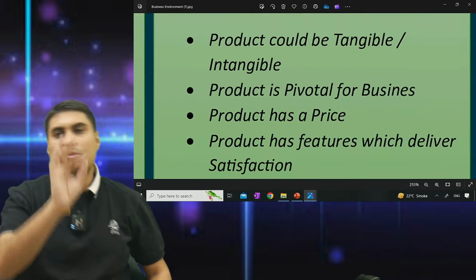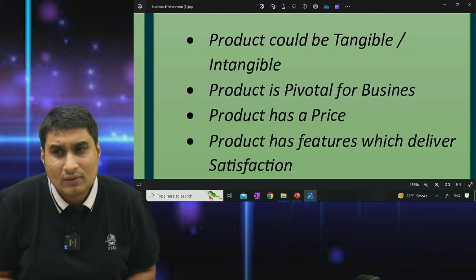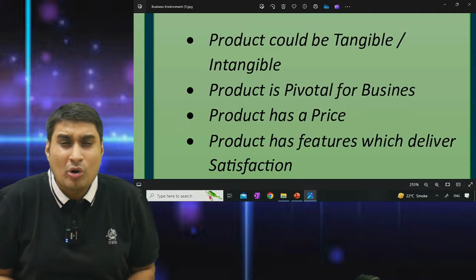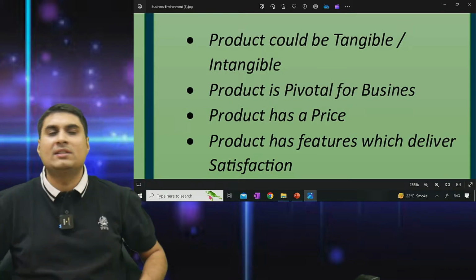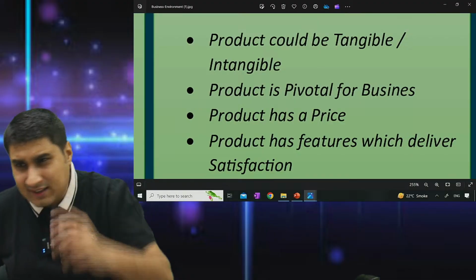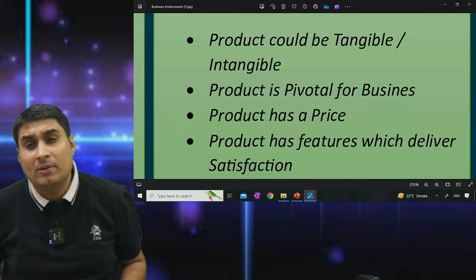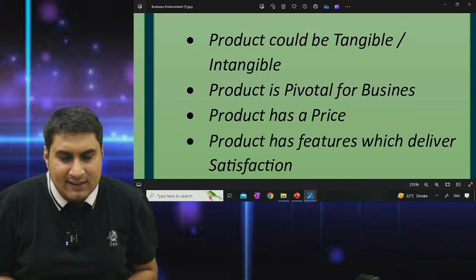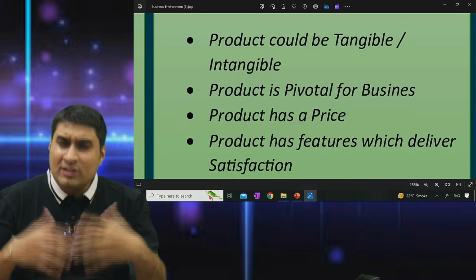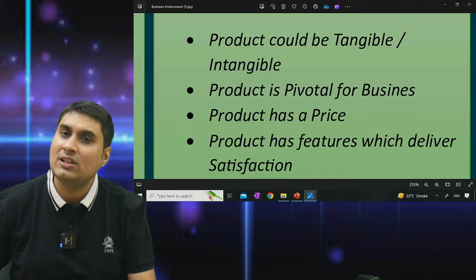So very simple. Product could be tangible, intangible. Second, product has a price. Product has necessary features which will give satisfaction. Product is most important for business. What are the characteristics of product? Very simple. Product could be tangible or intangible. Product is pivotal, most important for business. Product has a price. And last, product gives necessary features which will deliver satisfaction. Simple.